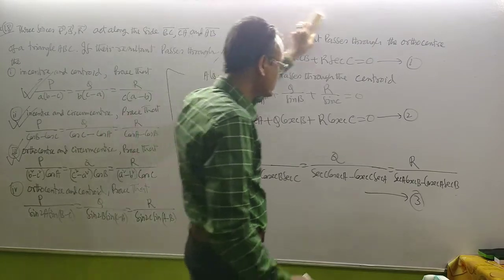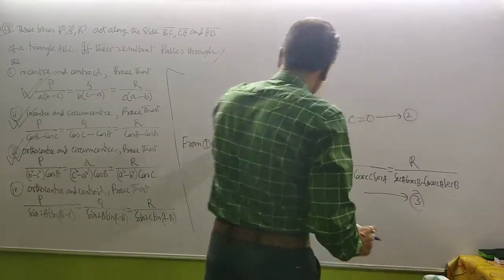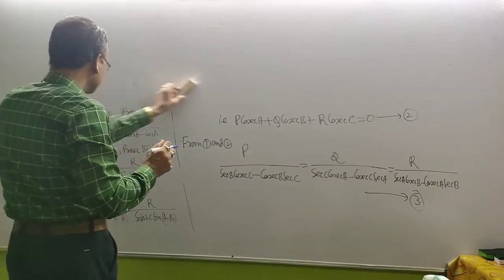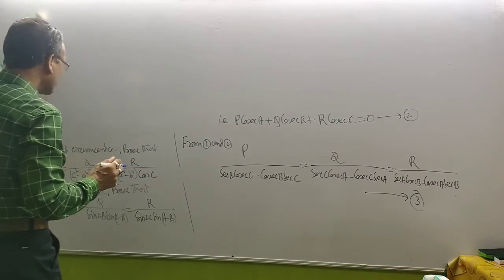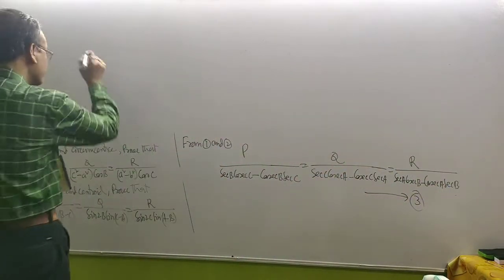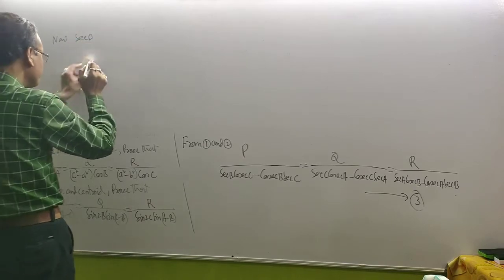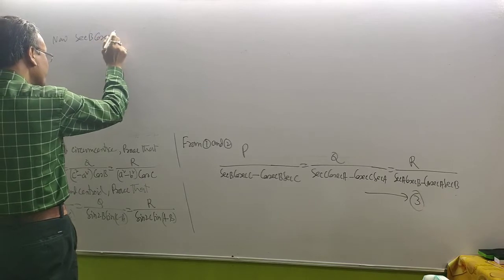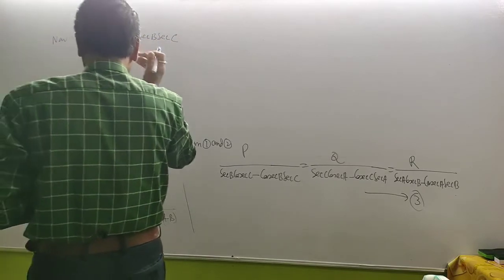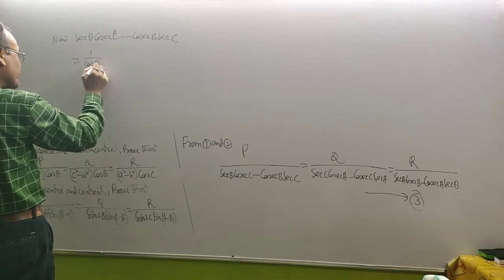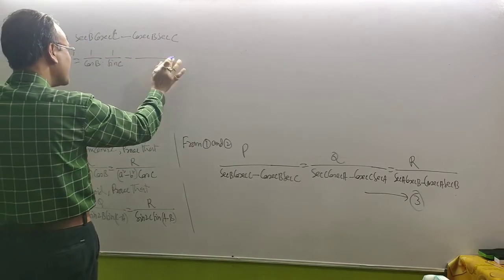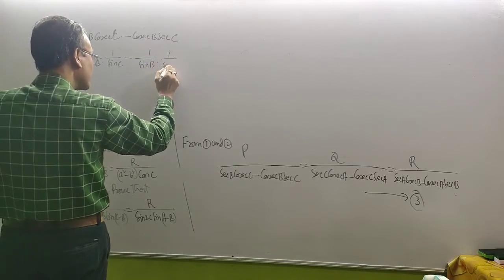Now, here also, since these questions have been put, therefore, remove this one. Now, this one: sec B cosec C minus cosec B sec C. This is equal to 1 by cos B into 1 by sin C minus 1 by sin B into 1 by cos C.